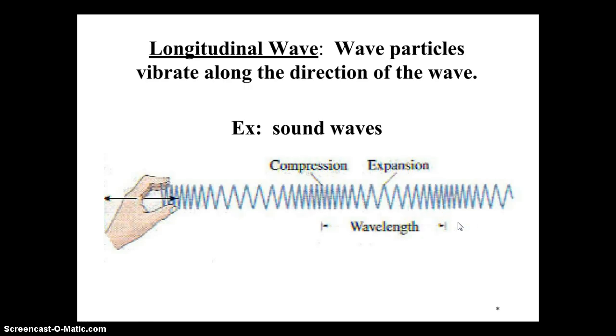The other type is longitudinal waves. Longitudinal waves are a less common type of wave. Really, sound is the major one that travels like this. And what happens is that the wave particles are going to move back and forth, and the wave direction, or the direction of travel, is also going to be along the same line. So we say that the particles vibrate along the direction of the wave. Like I said, sound waves travel like this.